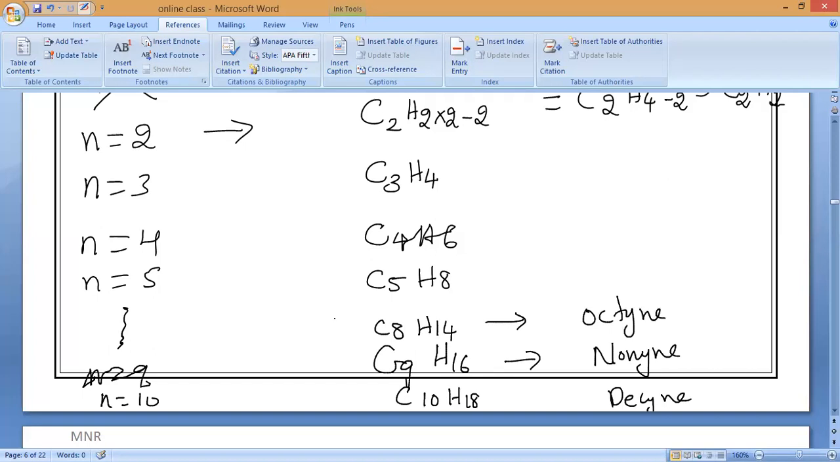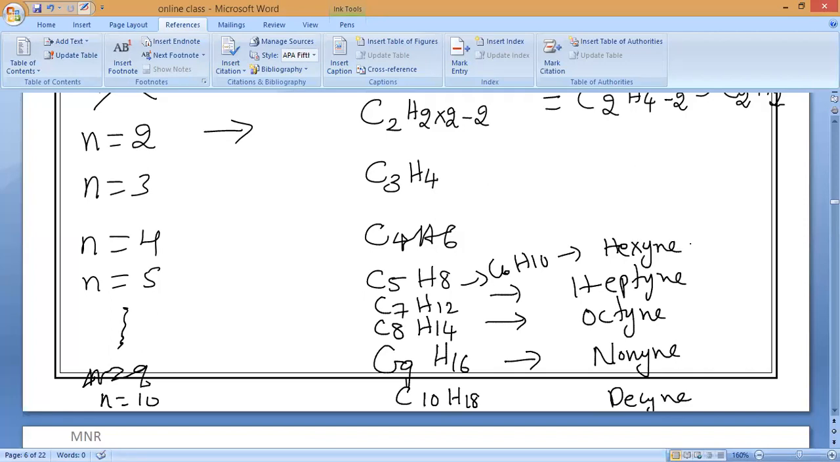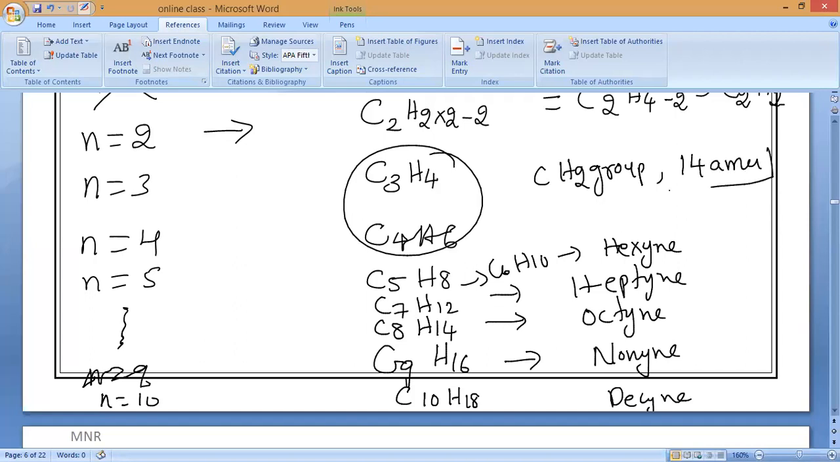So what will it be? Octyne. C is equal to 7, C7H12 will come. It will be heptyne. If you want the middle one, C6H10. Exactly. So automatically, here also you can select any two. They vary by a CH2 group, and what is the atomic mass? 14 amu.